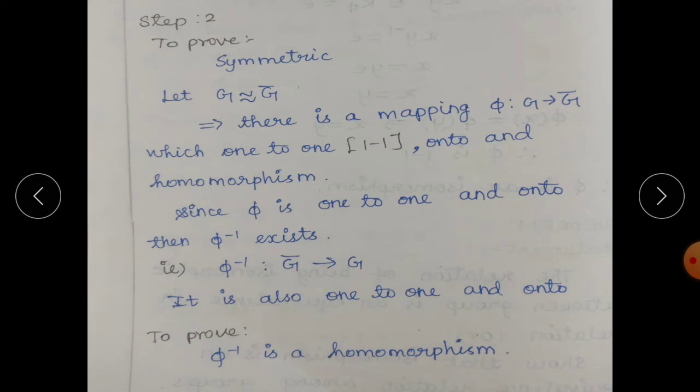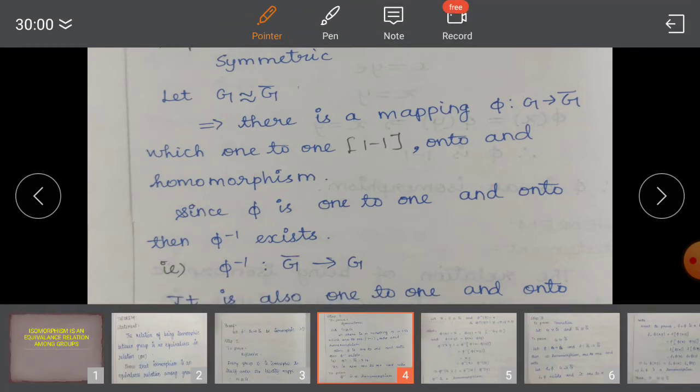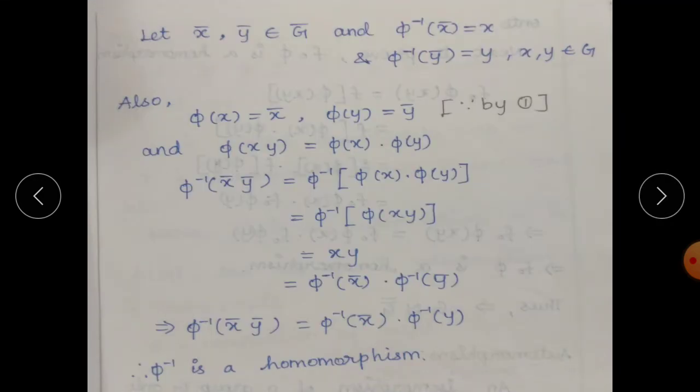So only one thing remains: we have to show that phi inverse is a homomorphism. Phi inverse is a homomorphism means we have to show that phi inverse of x bar times y bar is equal to phi inverse of x bar times phi inverse of y bar. So here, listen. We have to consider two elements from G bar. Let x bar, y bar belong to G bar, and by the definition of the mapping, phi inverse of x bar is x, phi inverse of y bar is y, because x, y belong to G. Here phi inverse is from G bar to G.